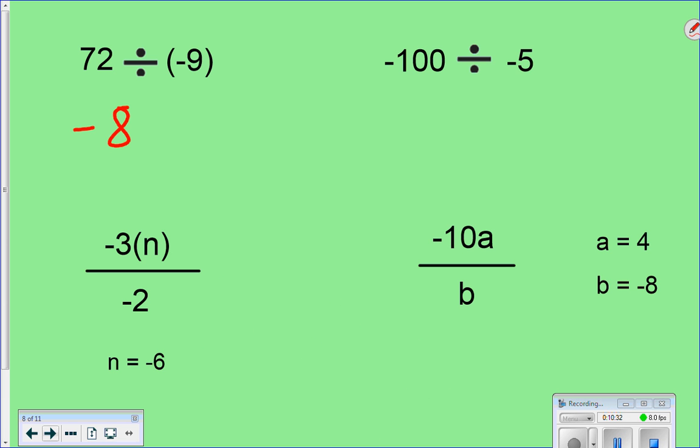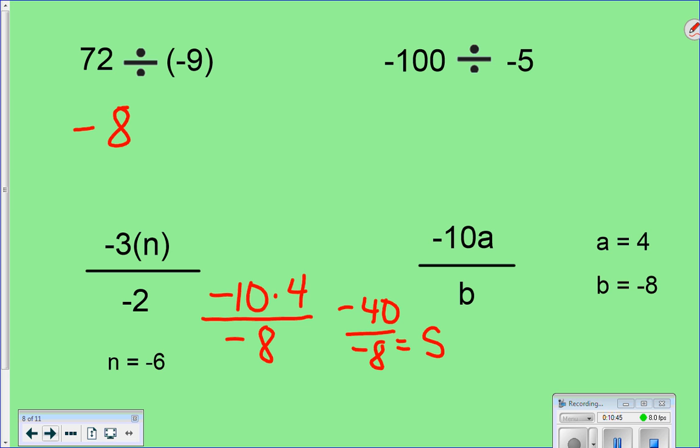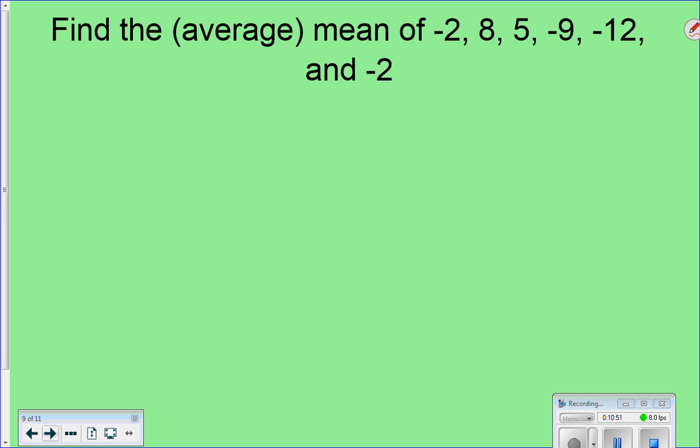And then this one over here would be negative 10 times 4 divided by negative 8. I'm going to do these two first. Negative 40. Very good. Any questions on this? Pretty simple.